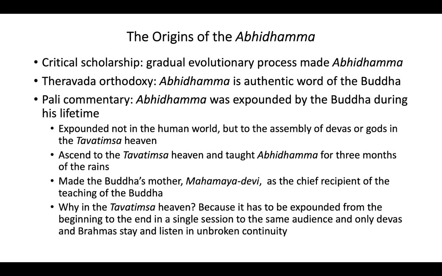Then, why did the Buddha teach the Abhidhamma in the deva world rather than in the human realm? Because, in order to give a complete picture of Abhidharma, it has to be expounded from the beginning to the end to the same audience in a single session. Since the full exposition of the Abhidharma requires 3 months, only devas and Brahmas could receive it in unbroken continuity because they alone are capable of remaining in one posture for such a long time. Here, such a length of time means 3 months of rainy season.